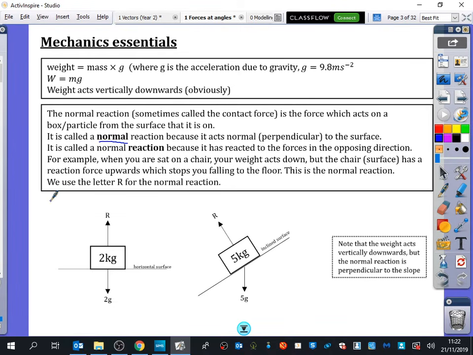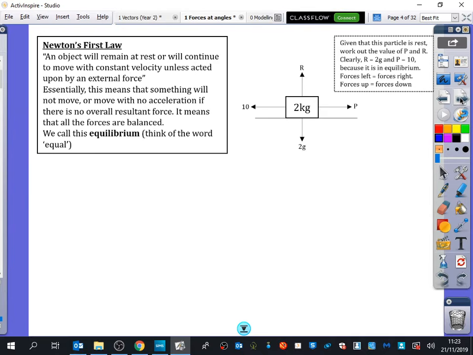This is the normal reaction, and we use the letter R for the normal reaction. Sometimes you might see the letter N being used for the normal reaction as well. It can be a bit confusing, but there's so many letters, we run out of letters pretty quickly. I've said here, note that the weight acts vertically downwards, but the normal reaction is perpendicular to the slope. Don't be that person who draws these diagrams wrong when we start doing things on slopes. Someone is going to do it. Just hope it's not you.